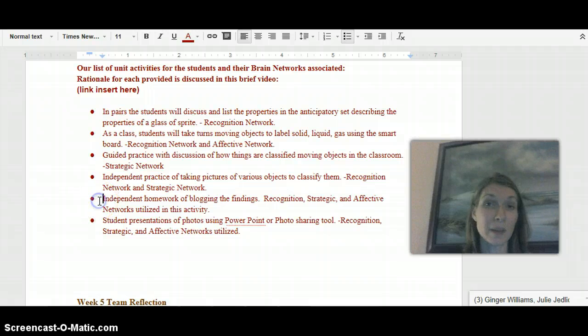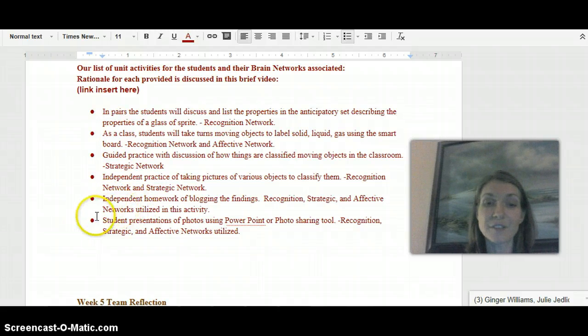Then for independent homework, the technology administrator would have set up the teacher with a class blog and shown her the basics of how to navigate through it. So for homework, the students will blog their findings of the different pictures that they're taking or things that they're planning on taking. And this uses the recognition, strategic, and affective networks.